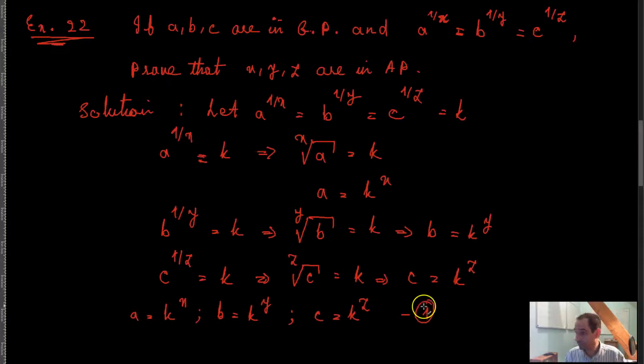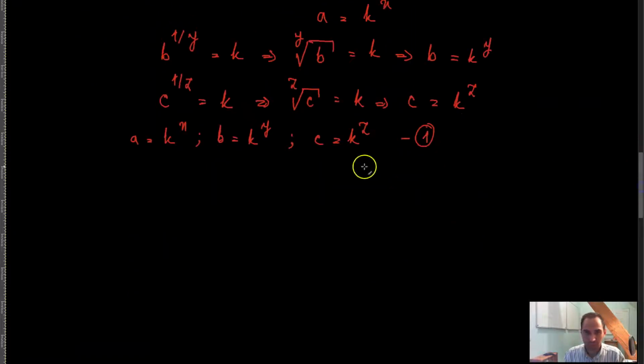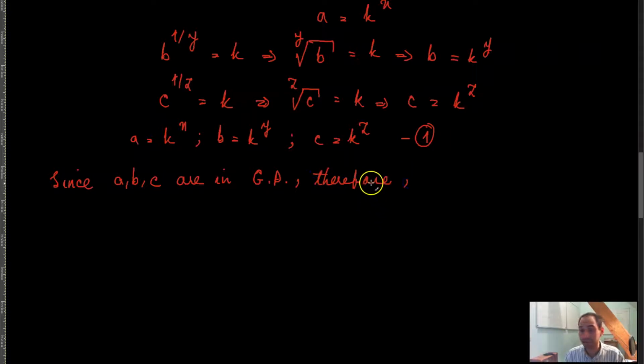That I call number 1. Now since A, B, and C are in geometric progression, you can say that b squared is equal to a times c, right? Or you can say that b divided by a is equal to c divided by b, which means that if you cross multiply, you'll get b squared is equal to a times c. That you can call number 2, right?